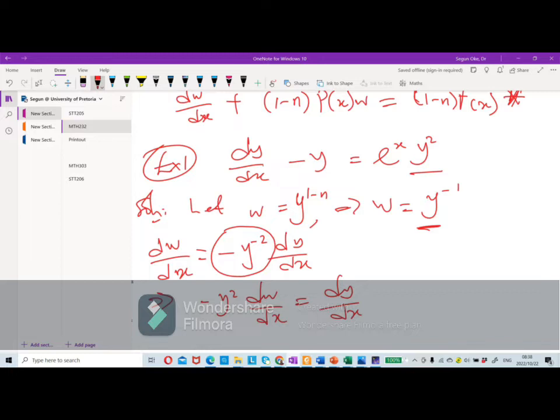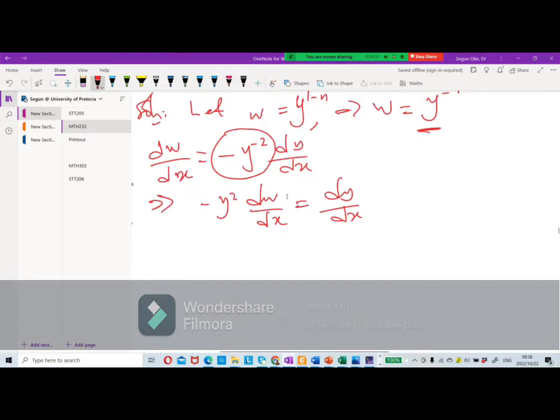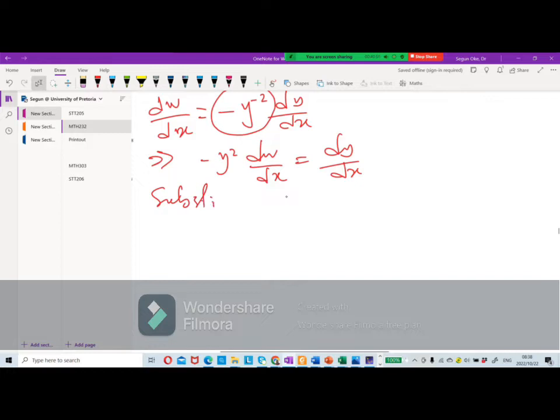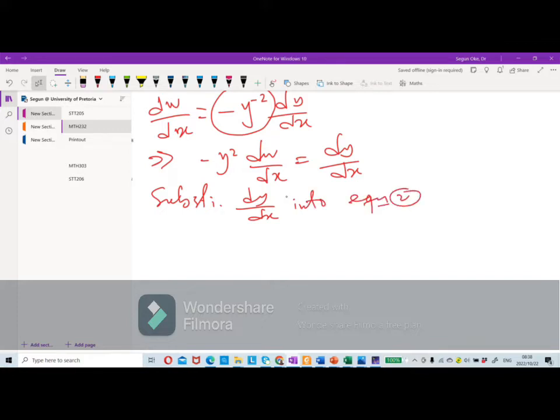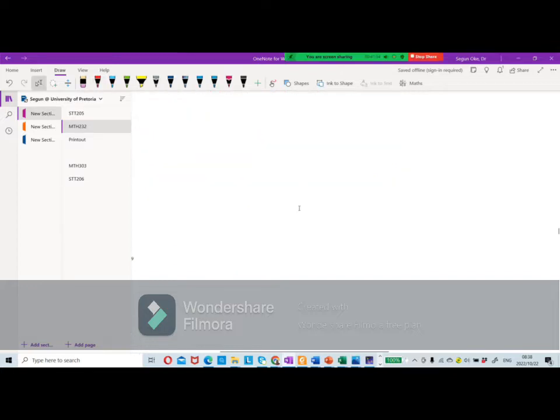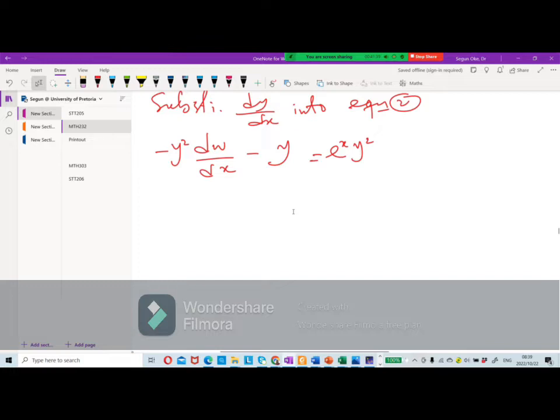Okay. So let's call this one equation 2. Since we have equation 1 up, let's substitute dy/dx into equation 2. So dy/dx we now have to be negative y squared dW/dx minus y equals e to the x times y squared. So we need dW/dx to be alone. What do we need to do? Divide also by minus y squared.